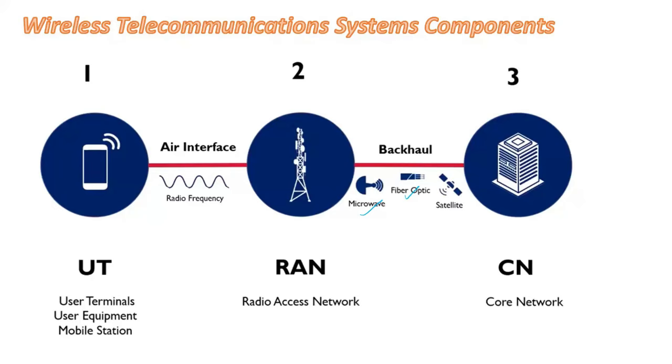And if there is a challenge in terrain or large distances, you may use a satellite to interconnect this. Examples can be connection to ships and aeroplanes. Most of the time they use satellite for wireless connectivity. Okay, so these are the main components of a wireless telecom system, and you have the user terminals connected to the radio access network and the core network.